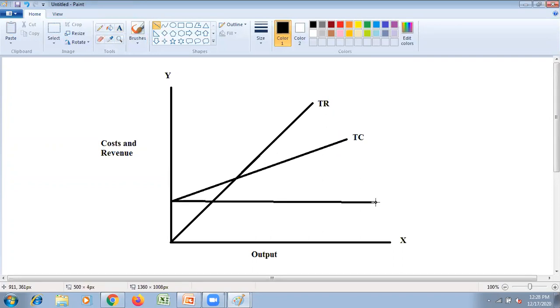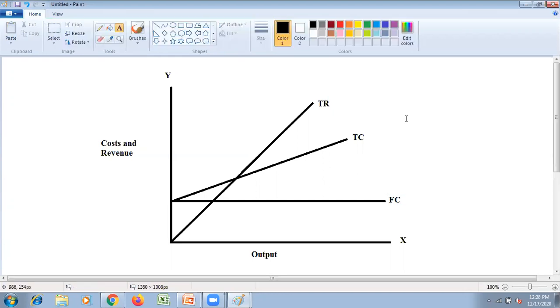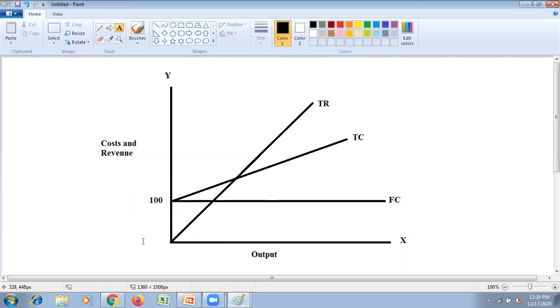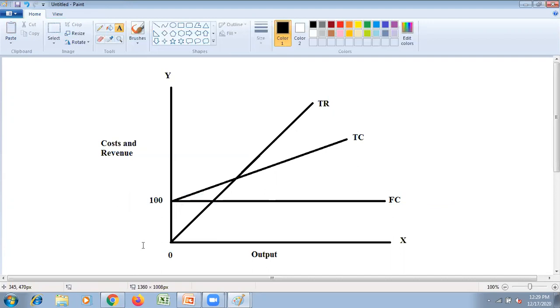Now this is actually a fixed cost. I did plot the fixed cost curve earlier as well. Fixed cost curve is actually a straight line, a complete horizontal line, right? This shows that doesn't matter whatever happens to output, fixed cost is not going to change. Let's say this fixed cost is 100. And if output is zero here, at zero level of output, the fixed cost and total cost are the same.